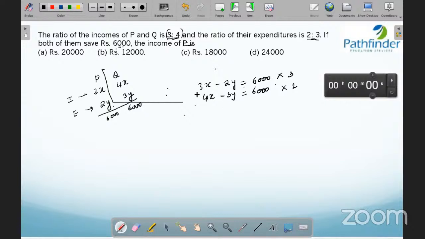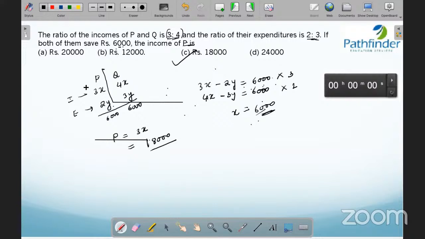Correct? Then on the left hand side, you have 9x minus 8x, that is x remains. On the right hand side, you have 6 into 3, 18,000 minus 12,000, that is 6,000. So the value of x is 6,000. Now what is P's income? Income of P is 3x. So that makes it 3 into 6,000, that is 18,000 rupees. That is the income of P.